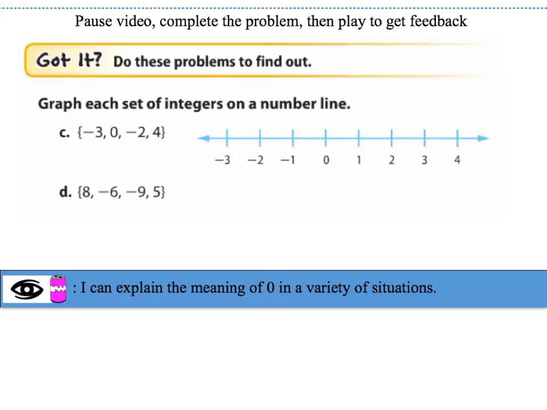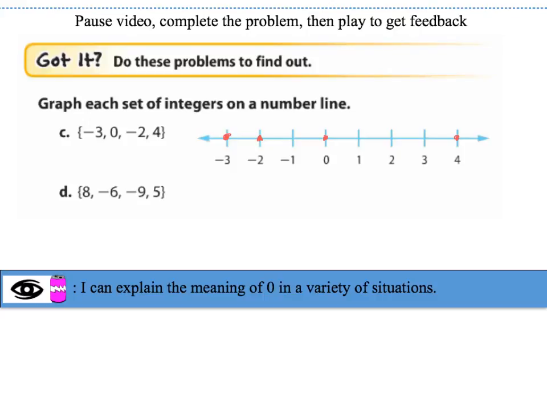Now that you had some time to complete these problems, let's go ahead and graph our answers. So for letter C, the correct answers should have been -3 is right here. That's on the left hand side of 0. 0 is right here. -2 is also on the left hand side of 0. And +4 is on the right hand side of 0 in the positive direction.